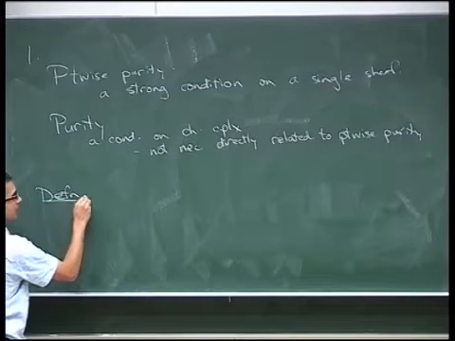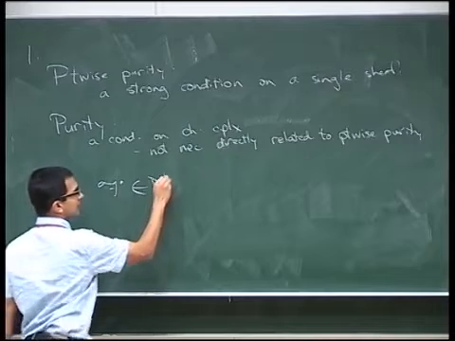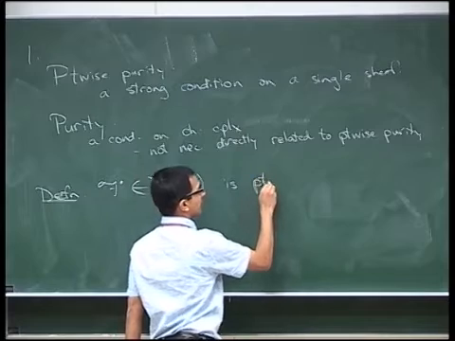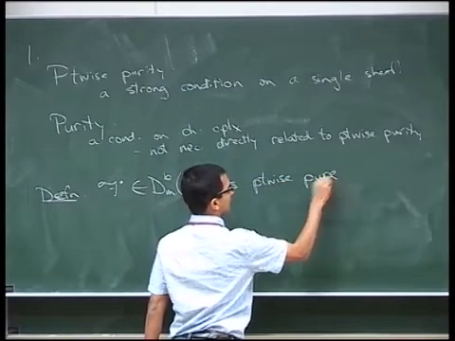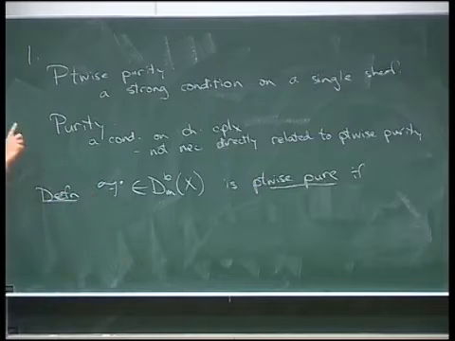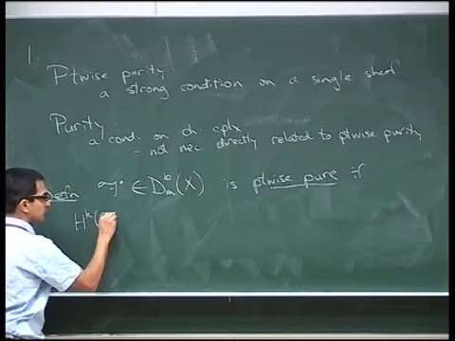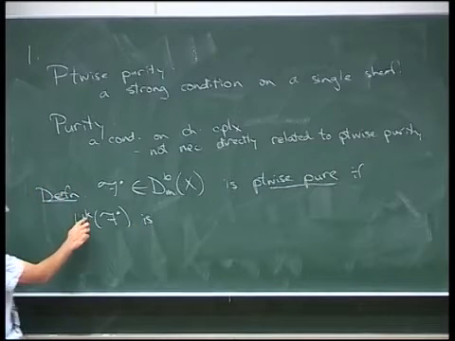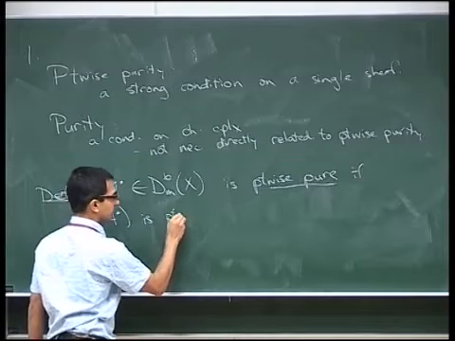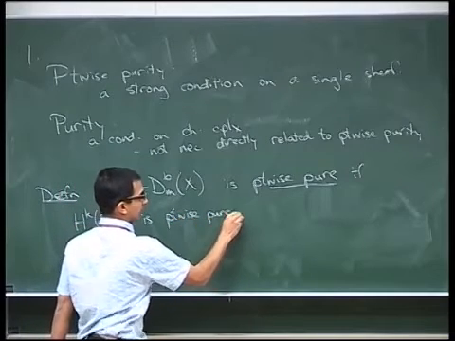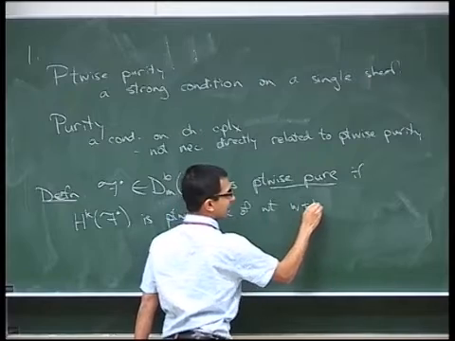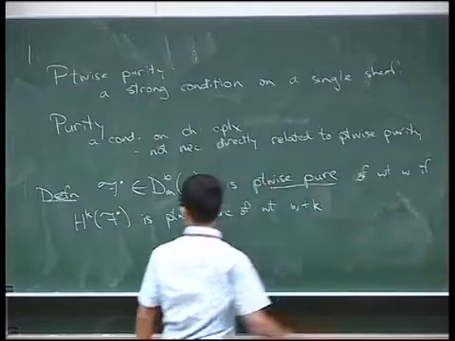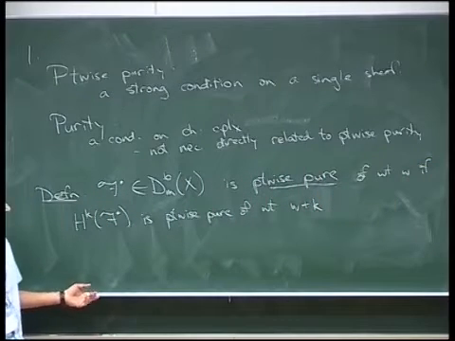So let's call an object in the derived category, so this is going to be in the mixed category, which we introduced yesterday, let's call an object like that pointwise pure if all its cohomology sheaves are pointwise pure. And just like with the usual purity, there's going to be a shift based on the degree of the cohomology sheaf you're taking. So this is pointwise pure of weight W if the kth cohomology sheaf is pointwise pure of weight W plus K.